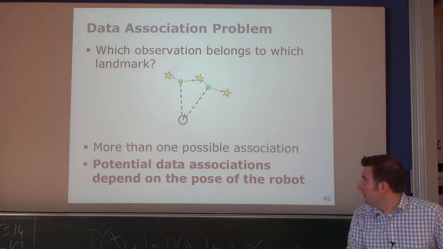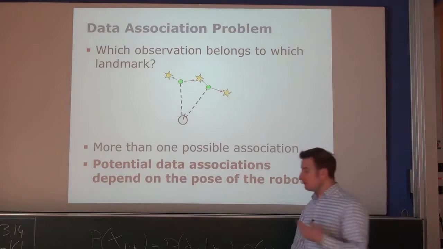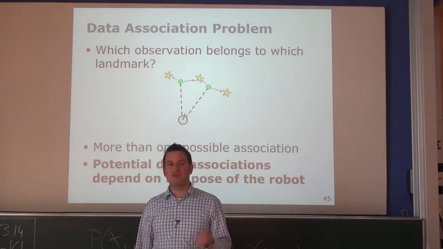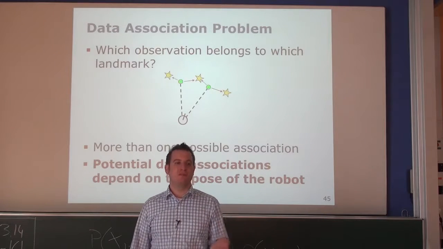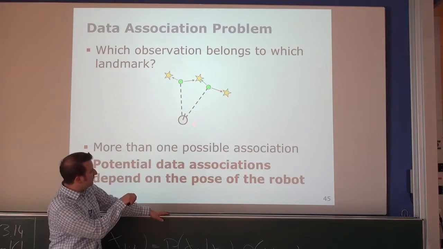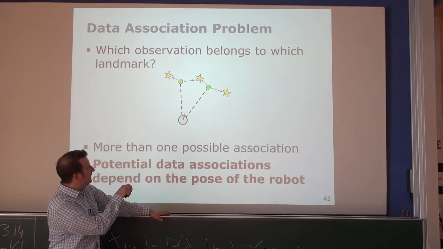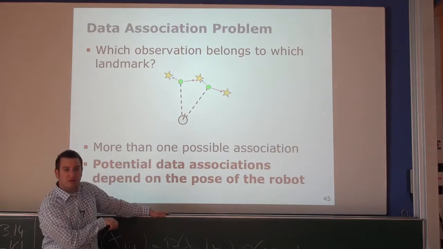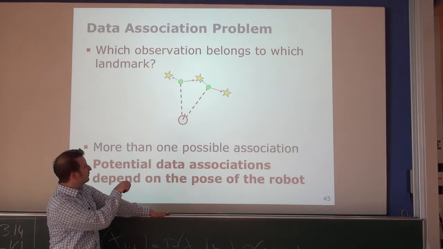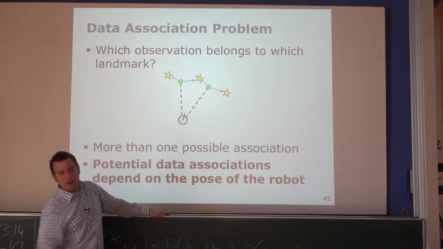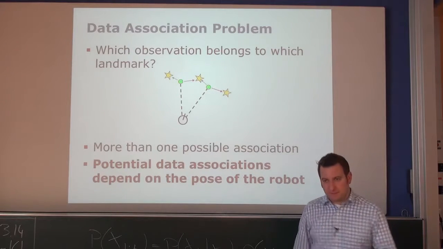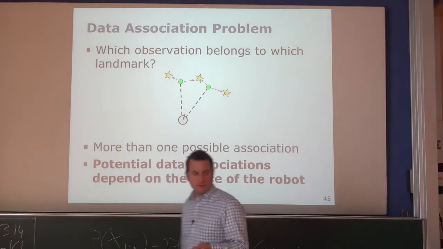The problem is there's a large number of possible data associations, and the number of possible data associations depends on the pose of the robot. So if I would know that the robot was sitting, let's say, over here, a little bit rotated to the right, it's quite likely that the red association would be the most likely one. If the robot was sitting a little bit more to the left, rotated to the left, the blue one is likely to be the correct one. So the pose of the robot influences the data association.